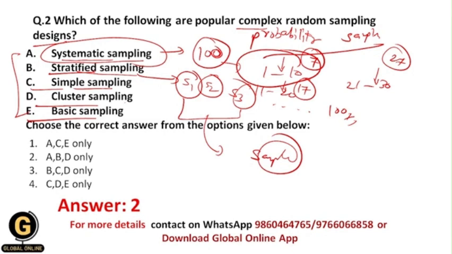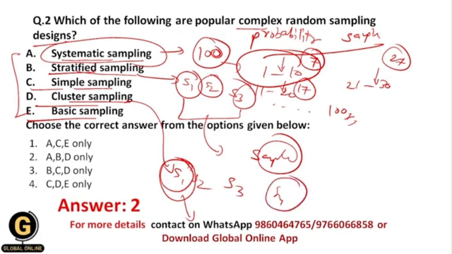Now next is cluster sampling. Within cluster sampling, again there is a large population, and basically it is heterogeneous. Again I am going to divide the whole population into different subgroups like S1, S2, S3, but here I am going to randomly select whole subgroups from these subgroups. For example, I will randomly select the S1 subgroup, and I will randomly select the S4 subgroup. And then finally I will make a sample. So this is called cluster sampling, and that's why this is also a complex random sampling design.